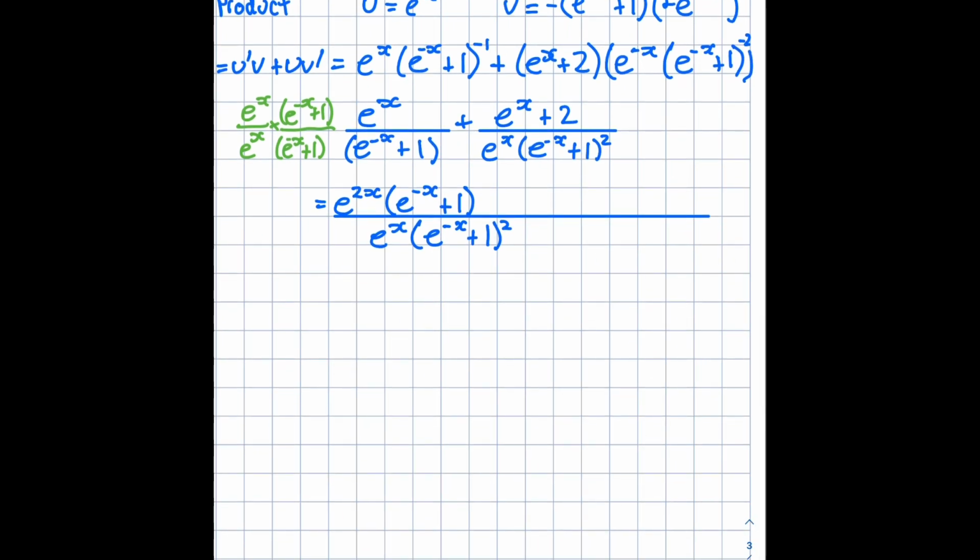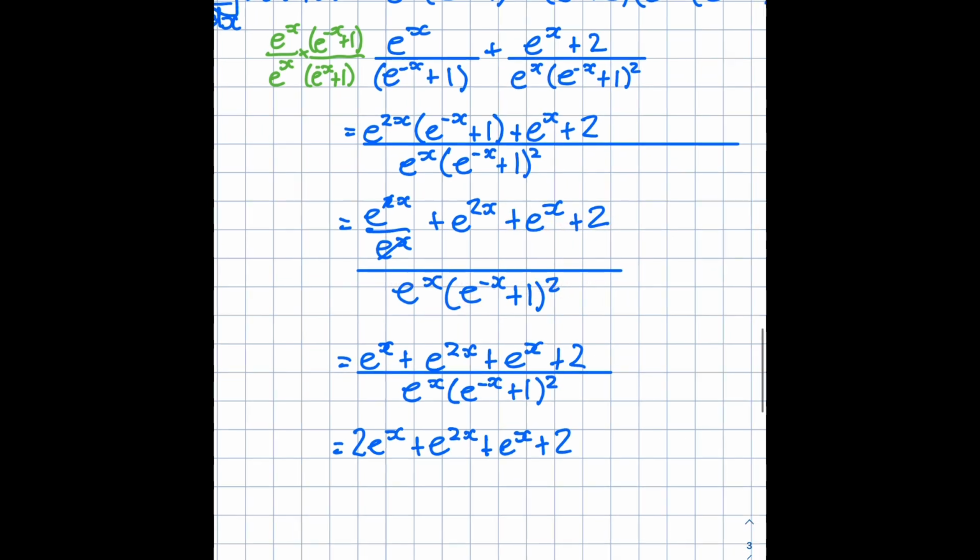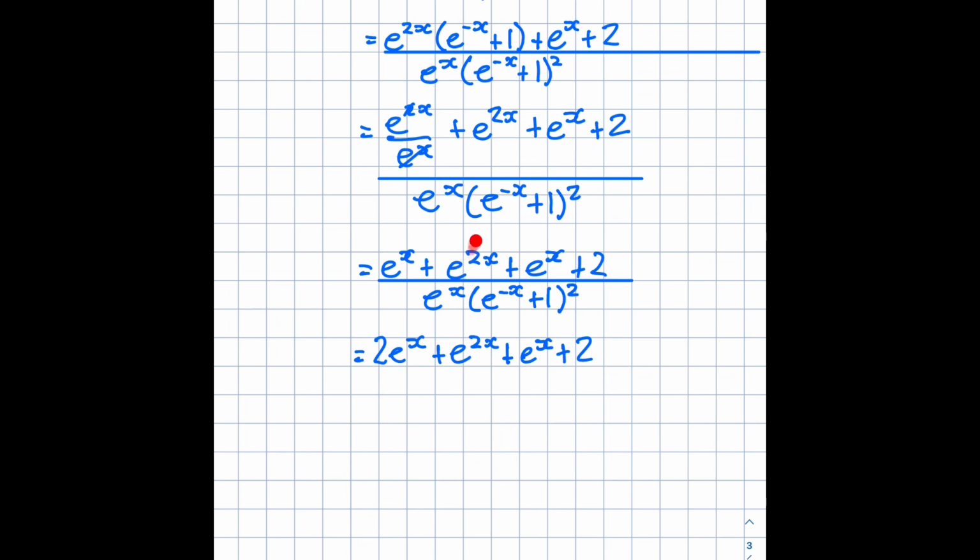Now we've got, so this multiplied with this gives us, just continuing on there, I got a bit distracted because this term here was confusing me, but it actually makes sense when we go through here. So I've expanded this out, I've multiplied this out, so e to the 2x times e to the negative x gives us this term here, so I can cross out the squared, and the e to the x plus e to the 2x plus e to the x plus 2 all over the same denominator, e to the x bracket e to the negative x plus 1 squared.